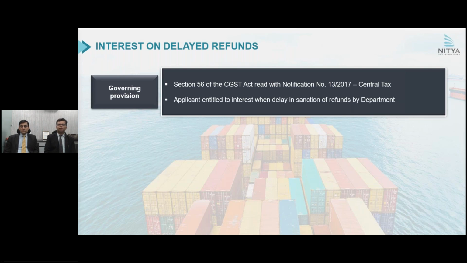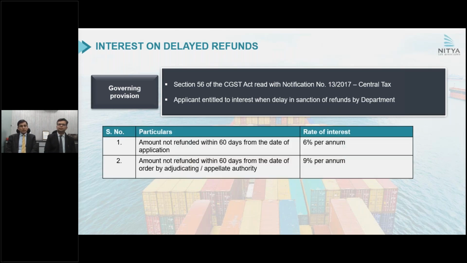if there is a delay in granting the refund beyond 60 days, the assessee has a right to claim interest from the department. Such interest rate is 6% till the time the refund order is issued. Once the refund order is issued and still the government does not grant you the refund, the interest rate increases to 9%.